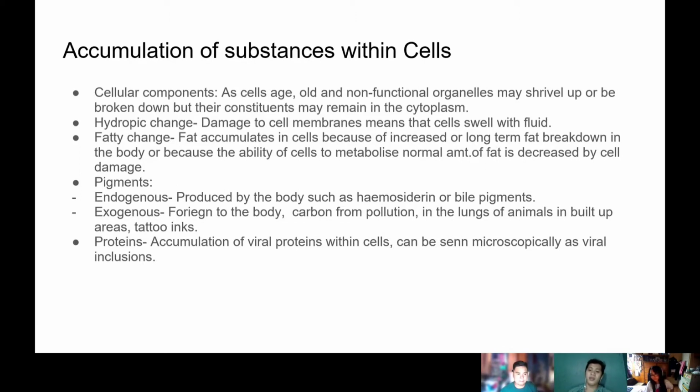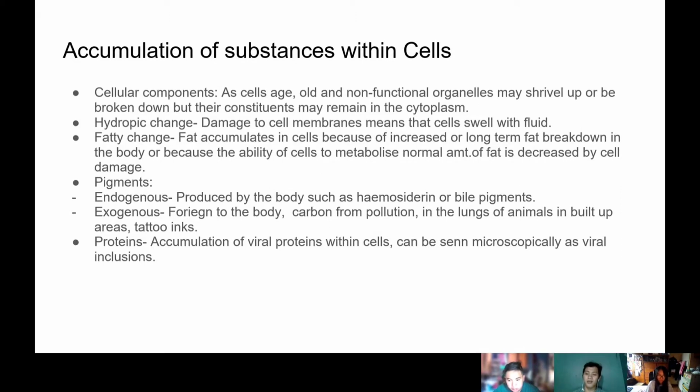Accumulated pigments may be endogenous, produced by the body, such as hemosiderin, a breakdown product of red blood cells, which may accumulate if there is marked hemolysis. Bile pigments accumulate in disorders which cause jaundice, such as liver disease. Melanin is the brown pigment in skin and may accumulate in skin cells in certain conditions such as chronic dermatitis, causing the skin to darken.